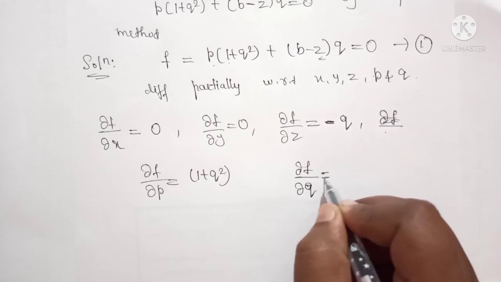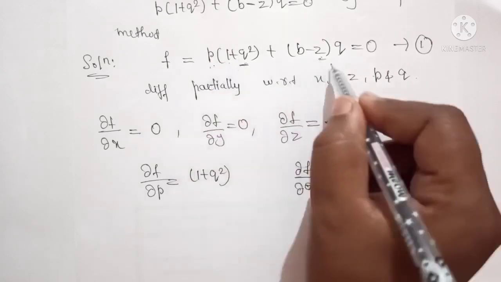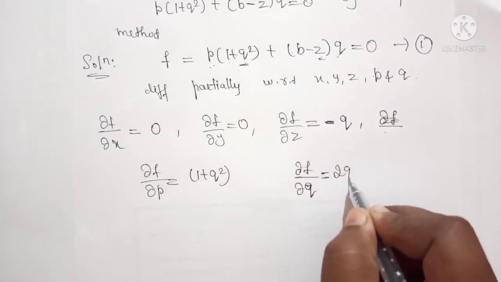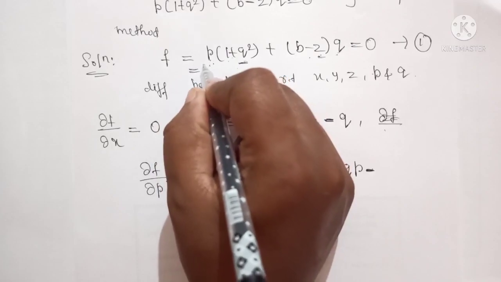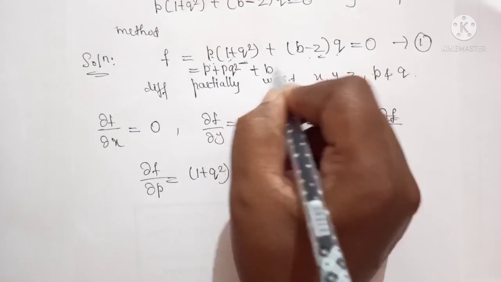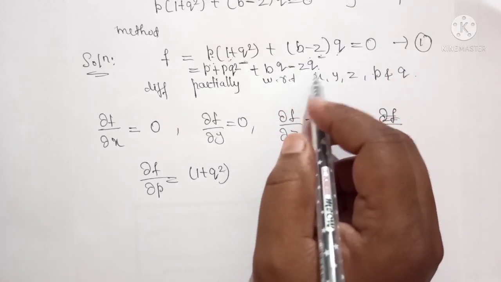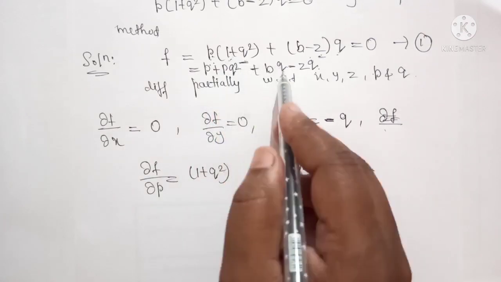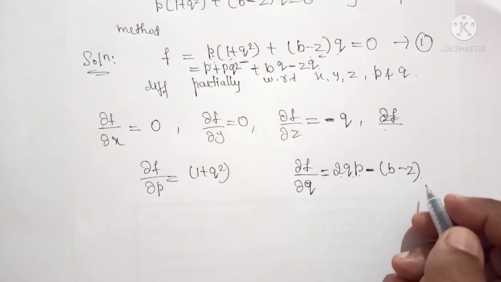And dou f divided by dou q. Okay, so you can observe that q square into p, it contains 2 terms, q square into p and q into (b minus z). Therefore q square differentiation is 2q into p, plus b minus z. Or you can further simplify this as p plus p q square plus b into q minus z into q. So then your differentiation part will be easy. Sorry, here we get 2pq. Then differentiating this we get b minus z, q differentiation is 1.